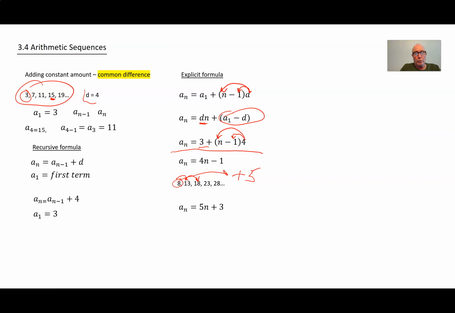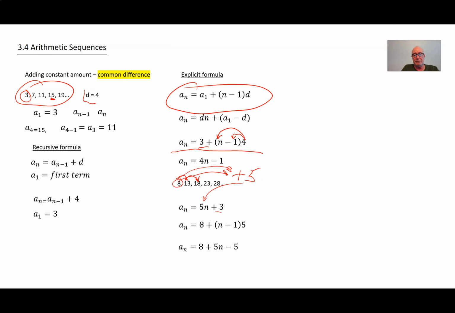Now, this is easy to set up. Whatever our common difference is, that goes in front of the n, and then the first term minus the common difference goes on the end. If we set it up like our original setup, where we have a sub n equals the first term plus n minus 1 times d, the first term is 8 plus n minus 1 times the common difference, 5. And then we distribute that 5, and we have 5n minus 5. And then we're going to combine like terms. The 8 and the minus 5 is 3. So then we're back to our answer, a sub n equals 5n plus 3.